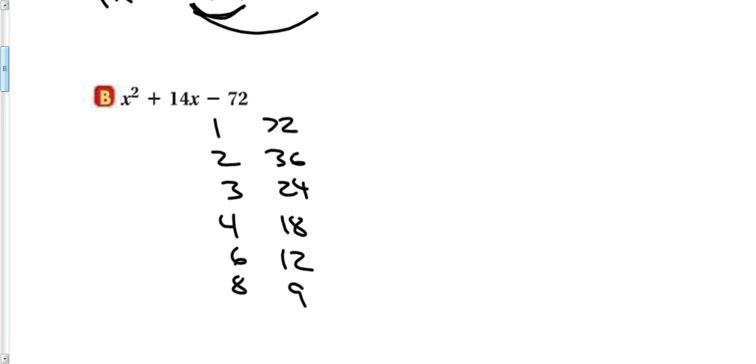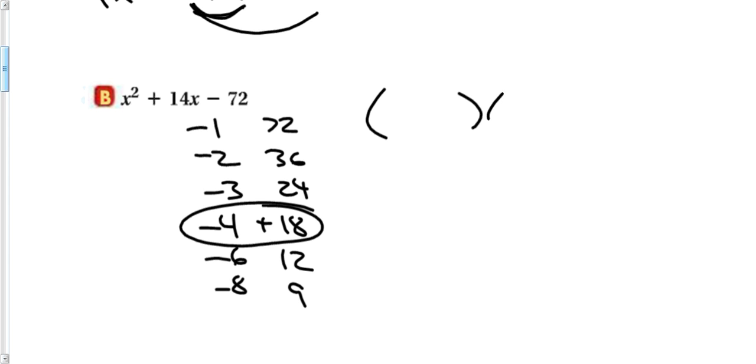Looking down this list of factors, I want a pair of them that differ by 14. I know that the bigger absolute value number has to be positive. That means that the smaller of each pair is going to be negative, which means that when I add two of these together, I'm going to get a positive 14 right there. Negative 4 plus positive 18 gives me a positive 14.